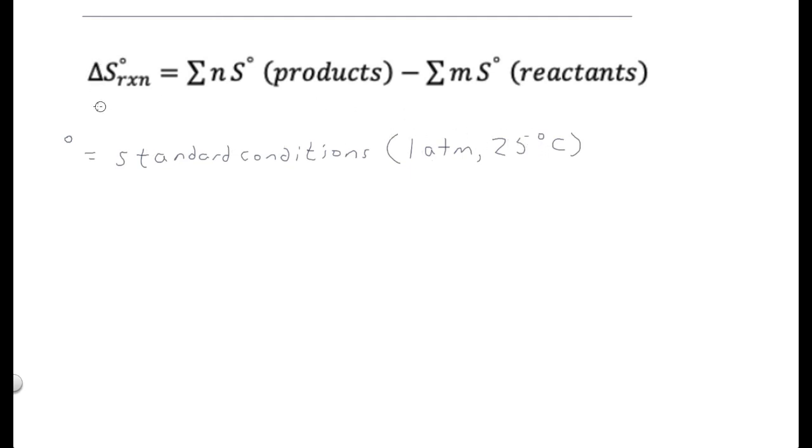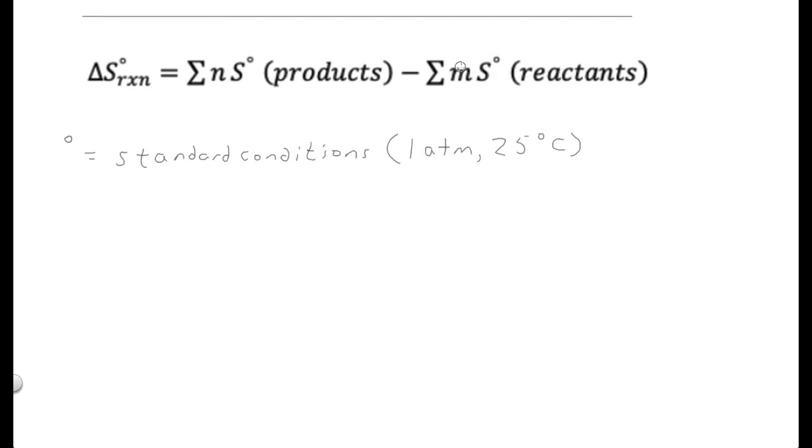So this would be the change in entropy of the reaction under standard conditions. That could also just be called the standard change in entropy of the reaction. Okay, now this symbol stands for the standard level of entropy of the products. And this would be the standard level of entropy of the reactants.